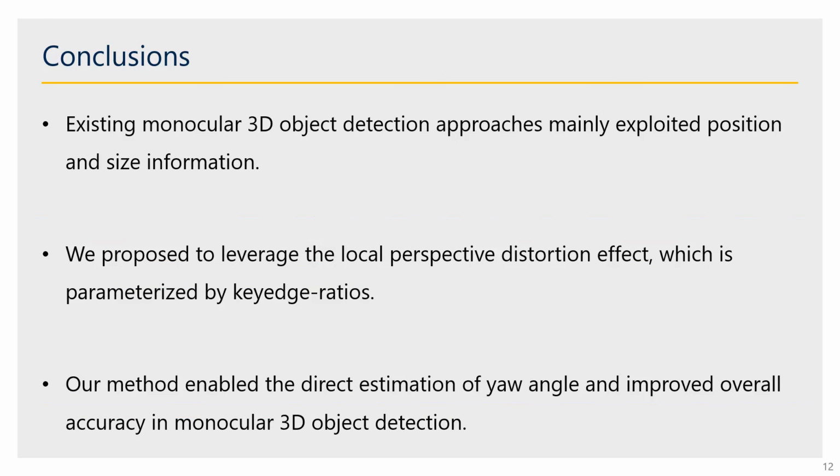In conclusion, while existing monocular 3D object detection networks mainly exploited position and size information, we propose to leverage the local perspective distortion effect, which is parameterized by key-edge ratios. Our method enabled the direct estimation of yaw angle and improved overall accuracy in monocular 3D object detection.